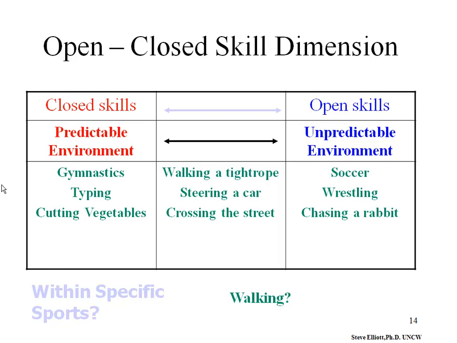So here are some examples. Again, we talk about closed skills. It's a predictable environment. Gymnastics, typing, cutting vegetables. Open skills, unpredictable environment, playing soccer, wrestling, or my favorite example, chasing a rabbit. As you can picture in your mind, chasing a rabbit across a field, you don't know where that rabbit's going, where it's twisting, where it's turning, and that's an open skill. And then some skills would fall in the middle of this continuum.